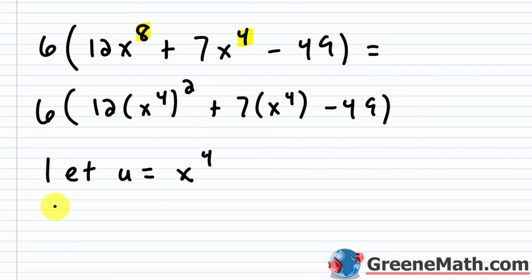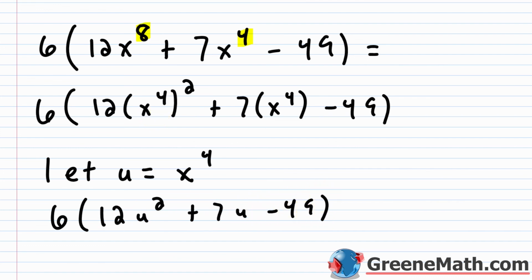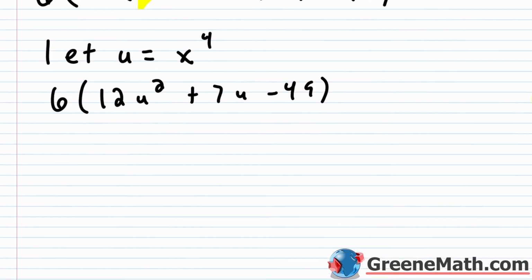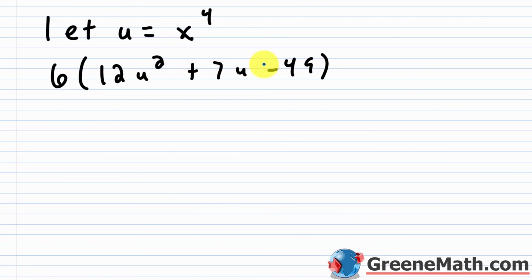So now you can say this is 6 times the quantity 12u squared plus 7u minus 49. So everywhere you see x to the fourth power, here and here, just plug in a u. Okay, so now we're going to factor this, and then we can substitute again when we're done. Let's come down here, and let's go ahead and work through this.